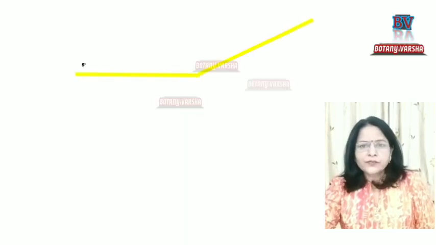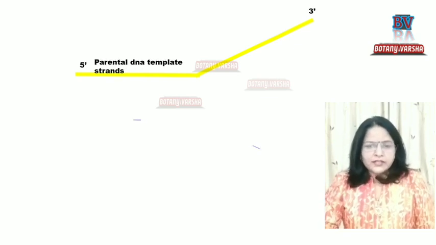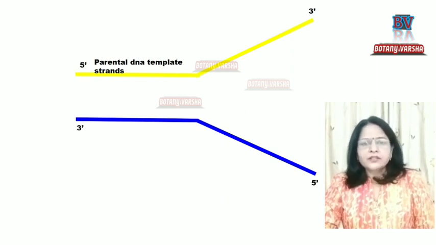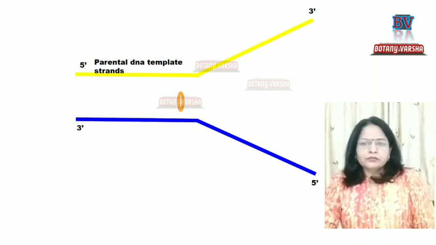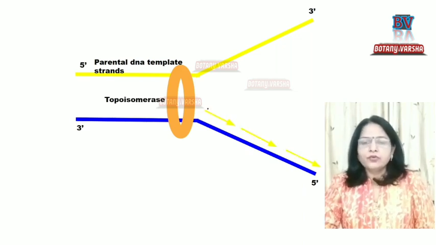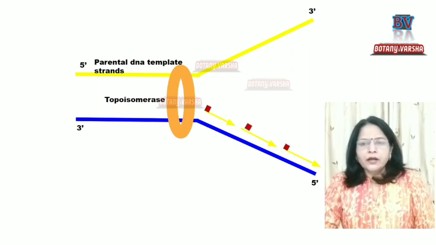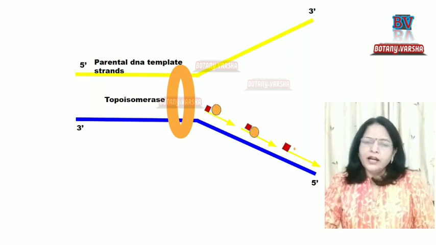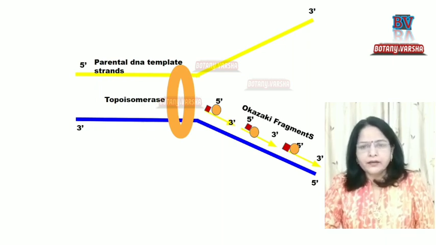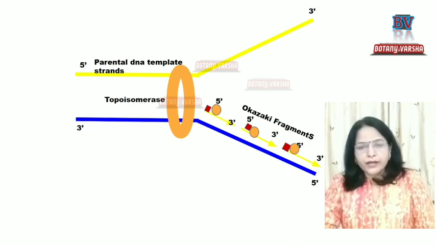And now next is this, the parental DNA template strand. They are antiparallel to each other. This is now the topoisomerase, which is concerned with the breaking and resealing of the DNA strand to relieve the tension and coiling and keep the DNA untangled. Now the helicase separates the parent DNA strands. DNA replication always starts in the 5' to 3' direction.